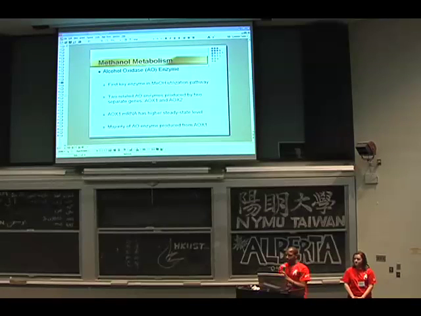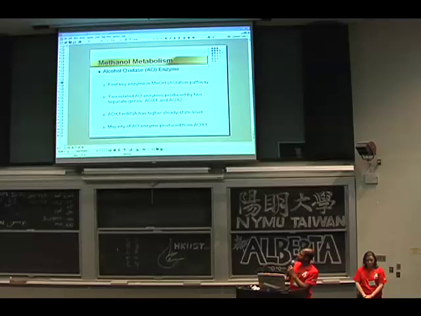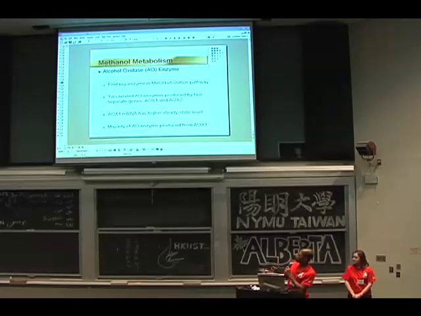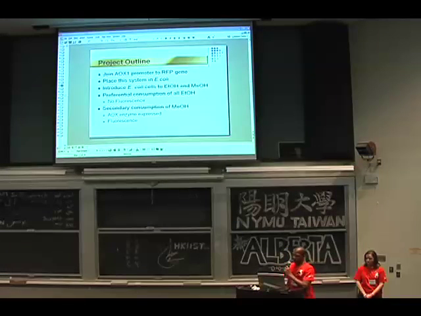There are two related alcohol oxidase enzymes that are produced by two separate genes, AOX1 and AOX2. However, when we were researching both of these genes, we found that the mRNA transcribed from AOX1 has a higher steady state level. In other words, it's degraded less quickly as compared to that produced by AOX2. And in turn, that is why the majority of this enzyme is traced back to the AOX1 gene. So therefore, we went along with using the AOX1 gene for this project.